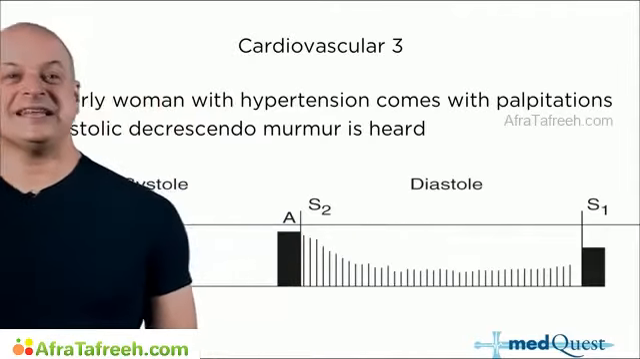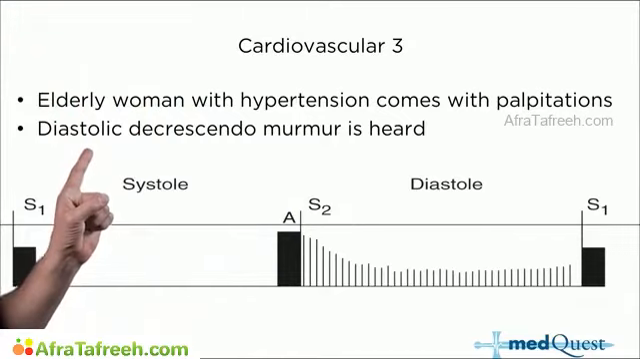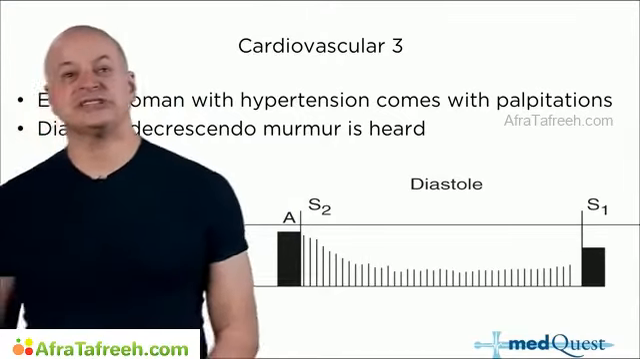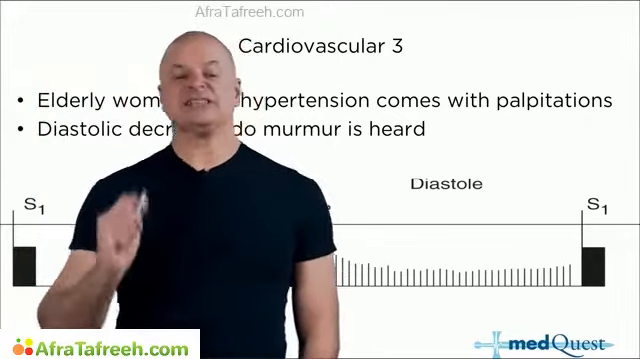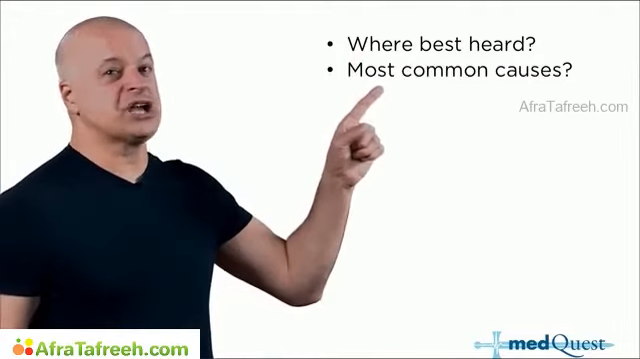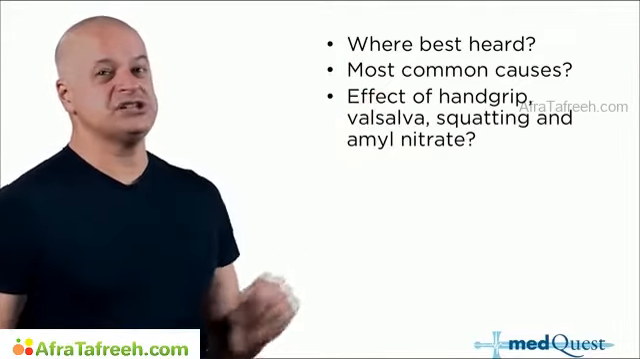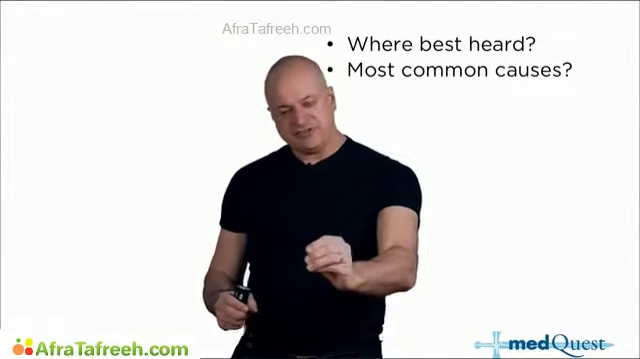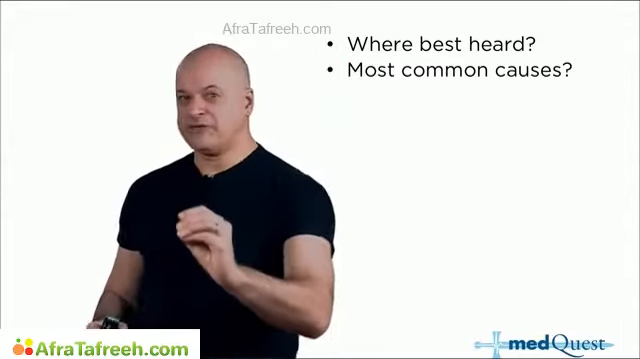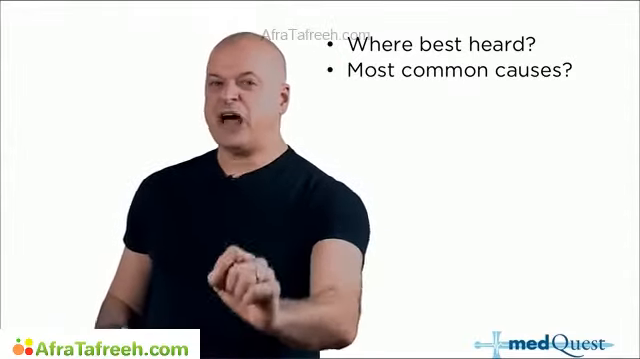Aortic stenosis would be if the question said that this was a systolic sound. Because I'm telling you that it's a diastolic sound, that's what makes it aortic regurgitation. Now, this is best heard over the lower left sternal border. The most common cause of aortic regurgitation is insufficiency of the aortic valve. It is a floppy, loose valve with a dilated aortic root.